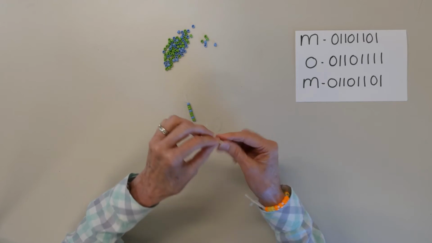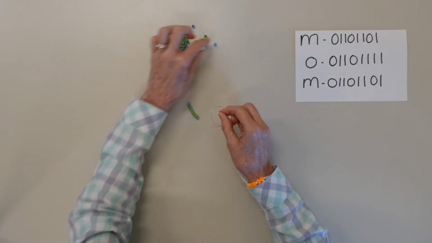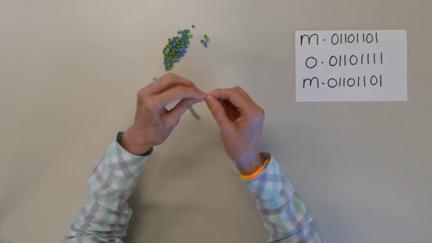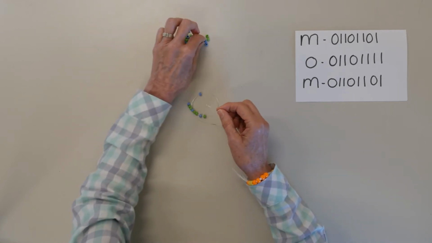I'm going to move on to O. Starts again with a 0, so that's a blue bead. 2 green beads.